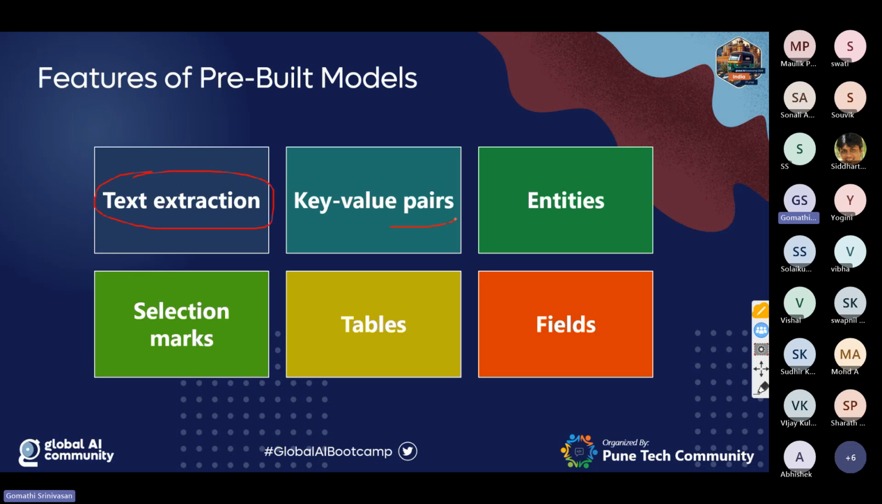Then key-value pairs, which are spans of text within a document that identify a label or key and its response or value, are extracted by many models as key-value pairs.